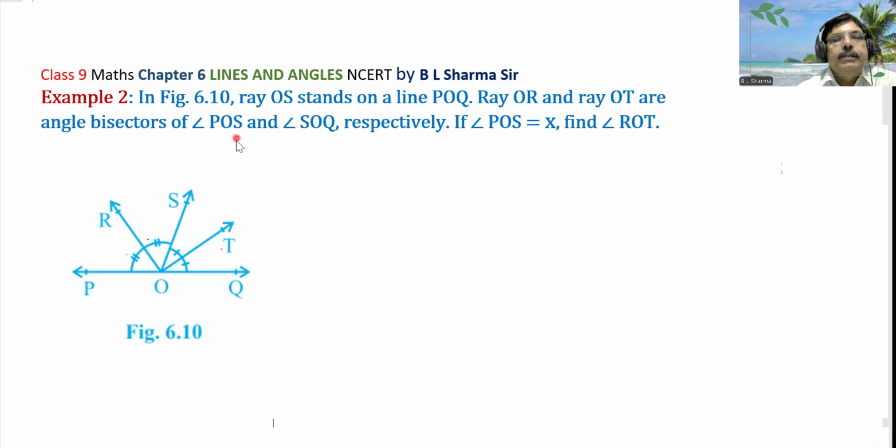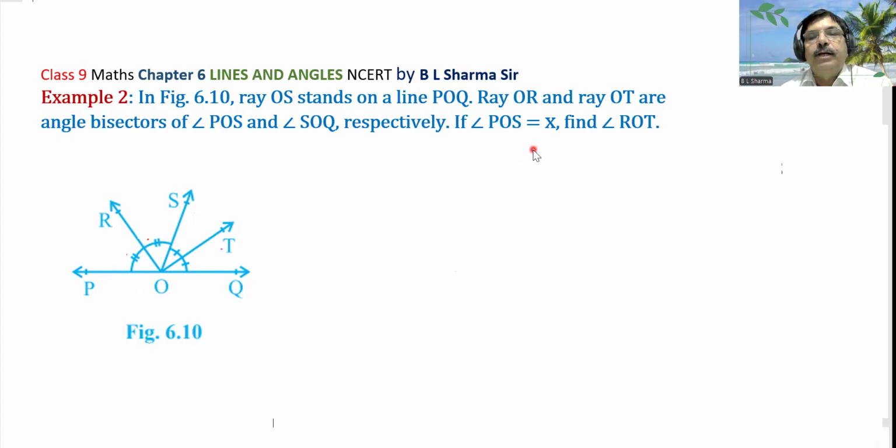In the figure, it is given that ray OS stands on the line POQ, and now rays OR and OT bisect the two angles POS and SOQ. It is given that this RO bisects angle POS. Bisect means dividing into two equal parts. Similarly, this ray OT bisects angle SOQ, meaning it also divides it into two equal parts.